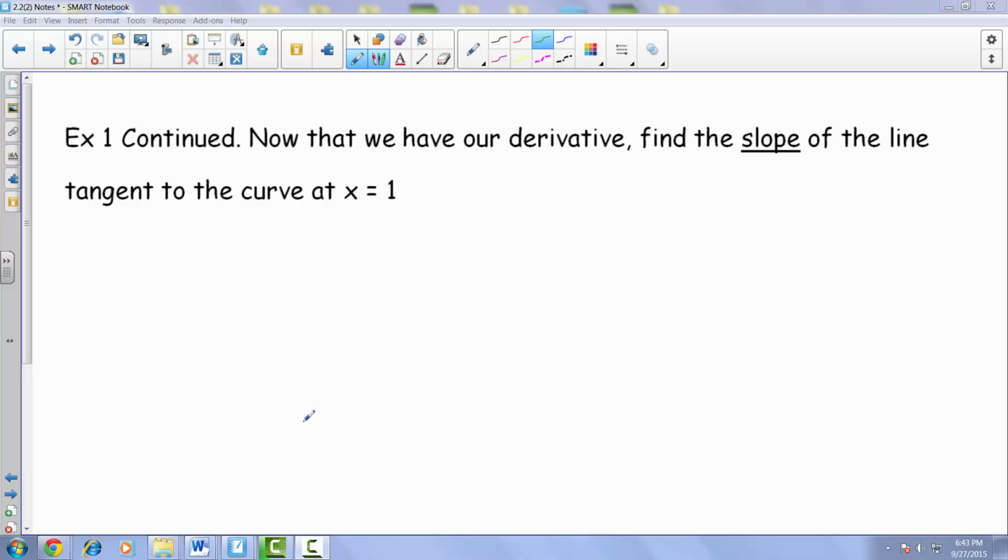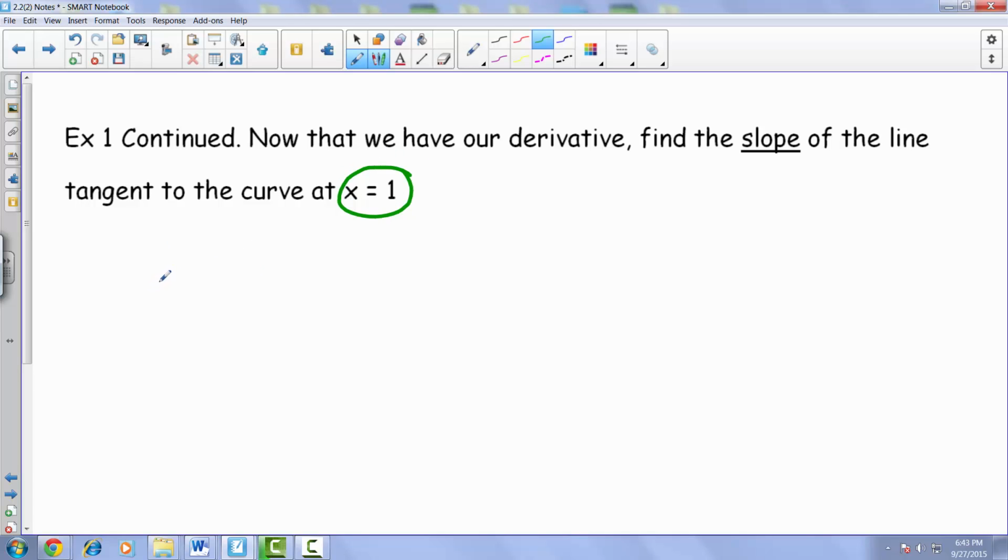Now from example 1, we actually went ahead and took the derivative to figure out what is the tangent slope of the function at any particular x value. And that's pretty much what we're trying to figure out with example 1 continued: what is that tangent slope of that function at, let's say, this particular x value or this particular target point.